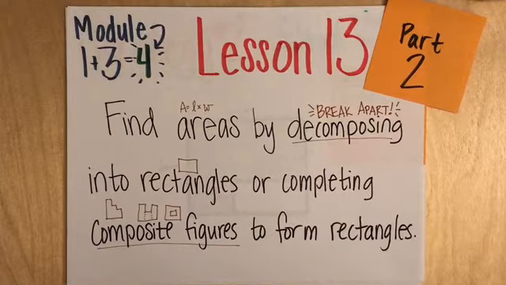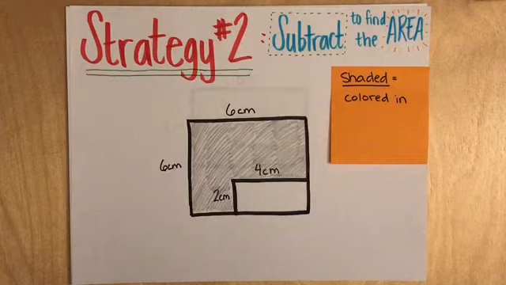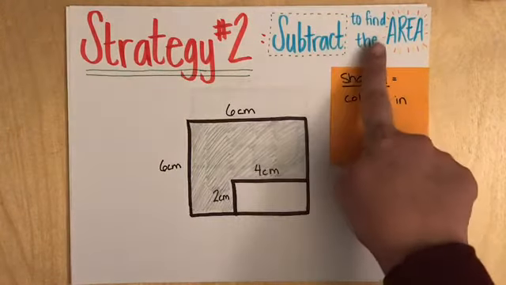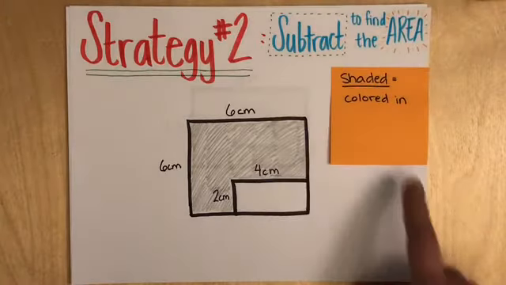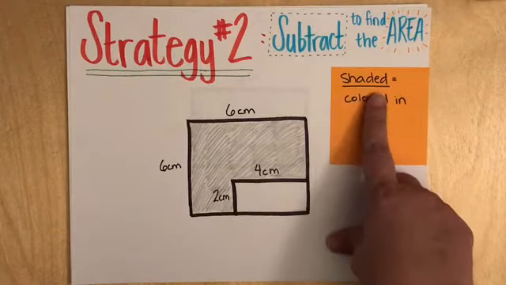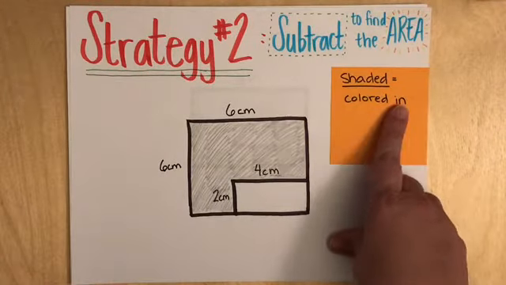Today we're going to find areas by completing composite figures to form rectangles. Yesterday we were using addition, today we're going to use some subtraction. Here we go. The next strategy that we're going to learn from this lesson is to subtract to find the area. So first of all, I'm going to be using this word a lot, shaded. Shaded means the colored in part.